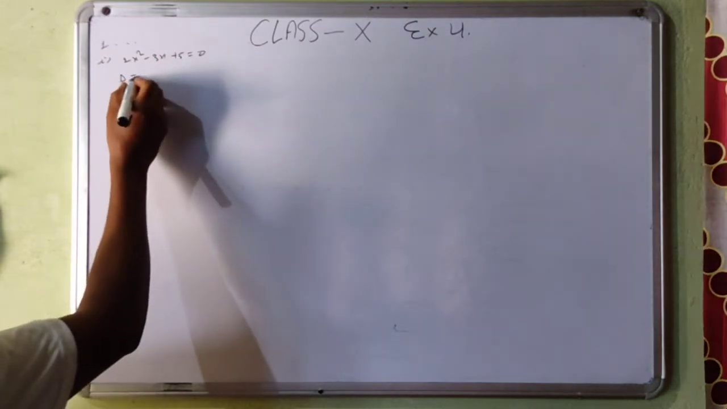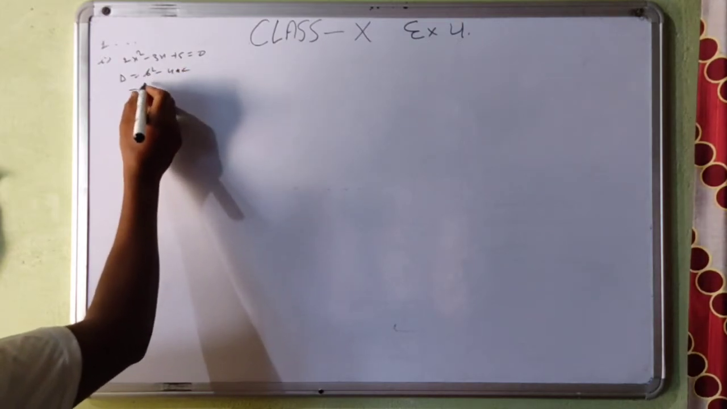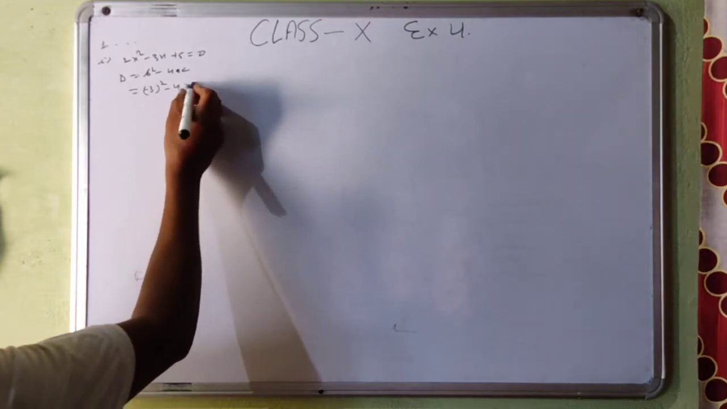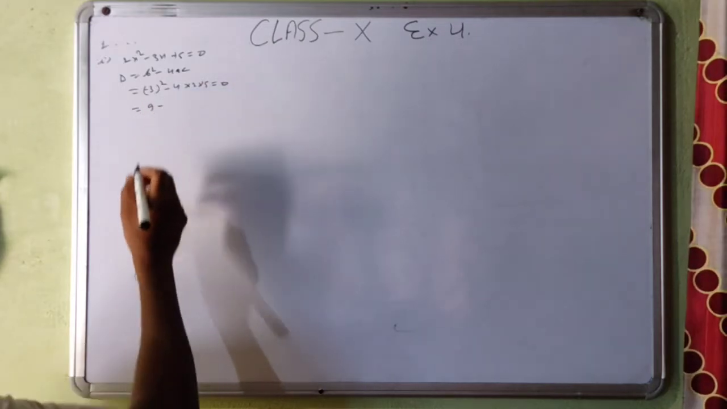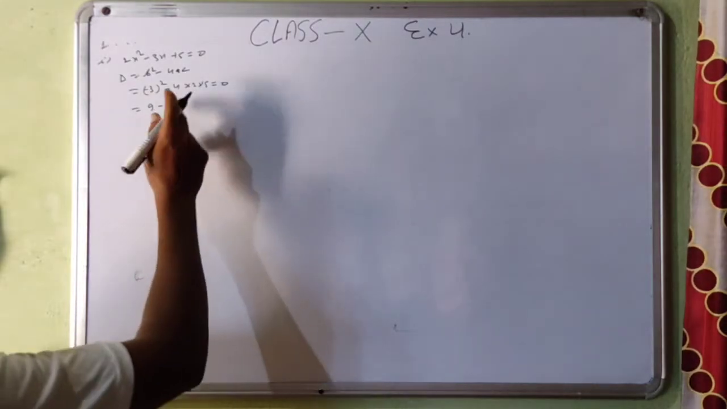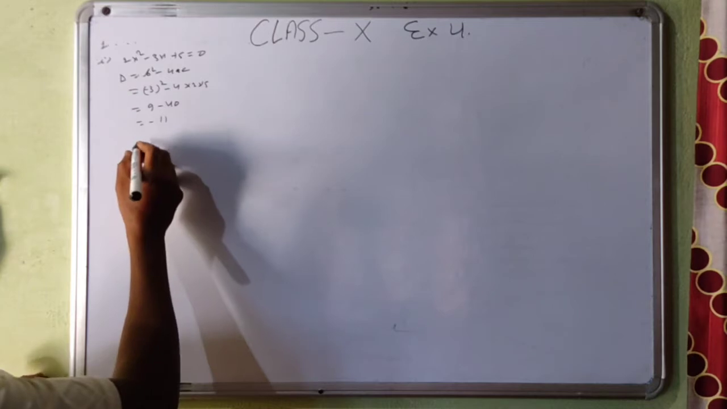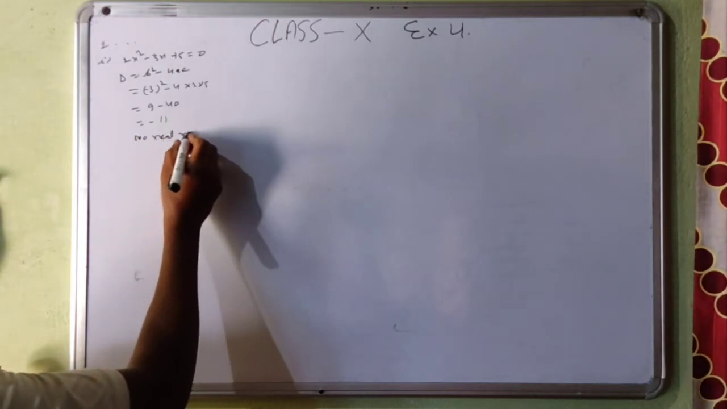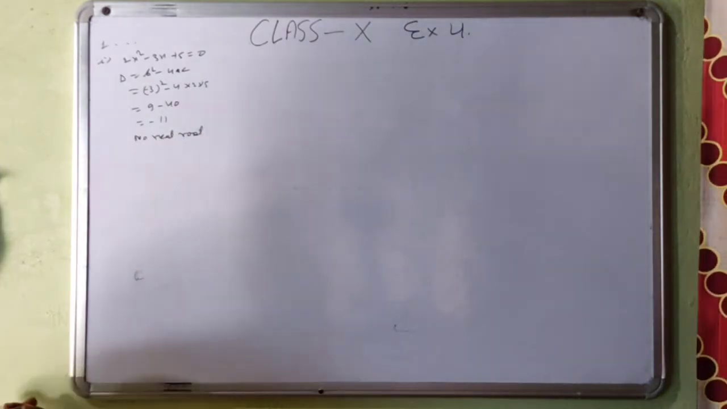So we write here D is equal to b square minus 4ac, that will be (minus 3) square minus 4 multiplied by 2 into 5. So 3 3s are 9, minus 5 twos are 10, 4 tens are 40, that is minus 31. So that will be no real root. If the answer comes negative, that will be no real root.